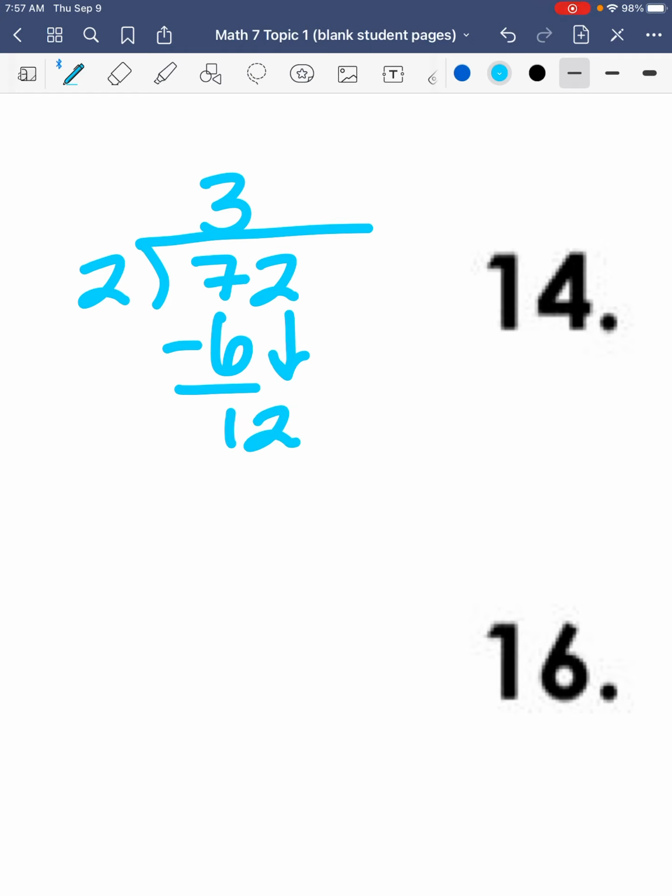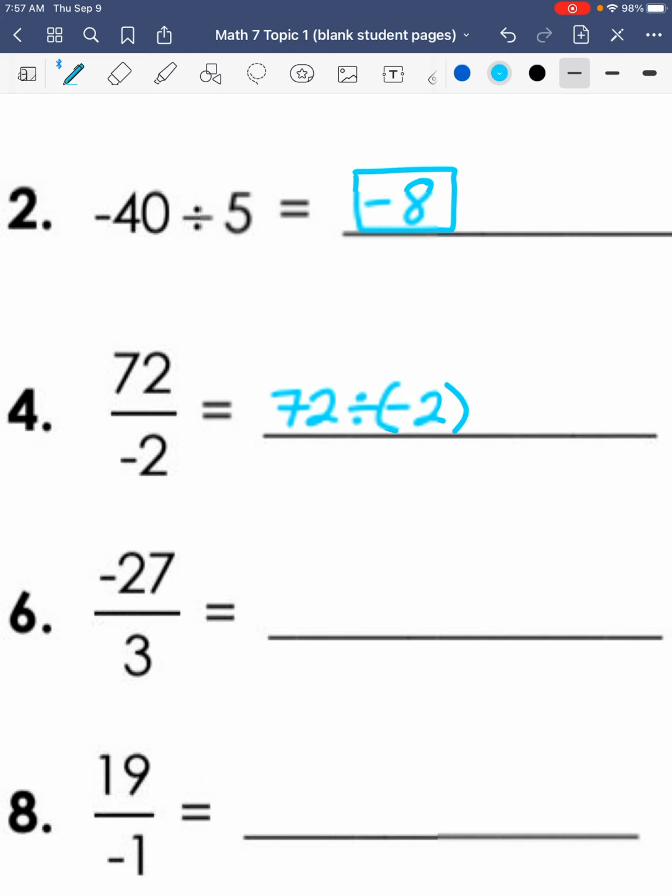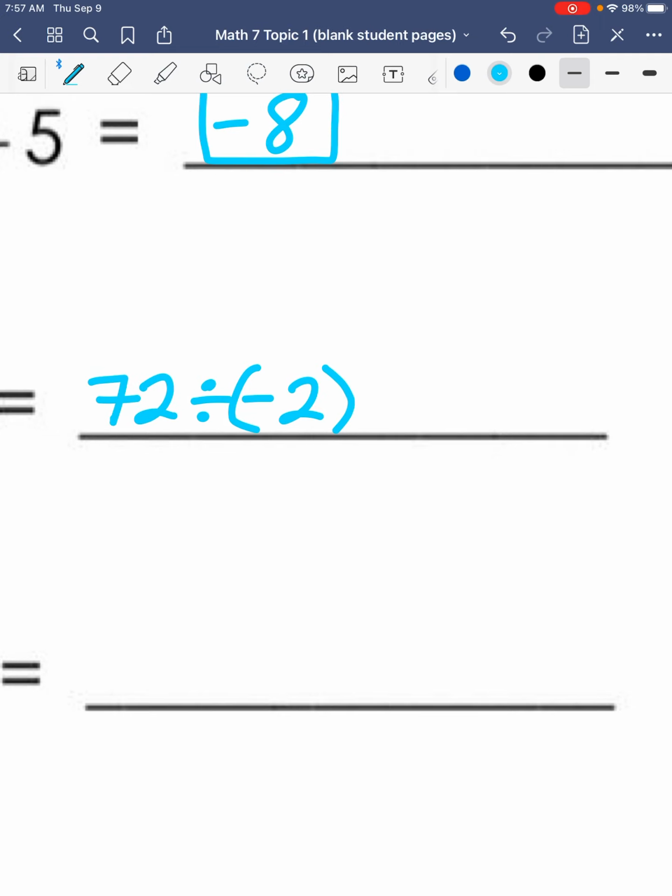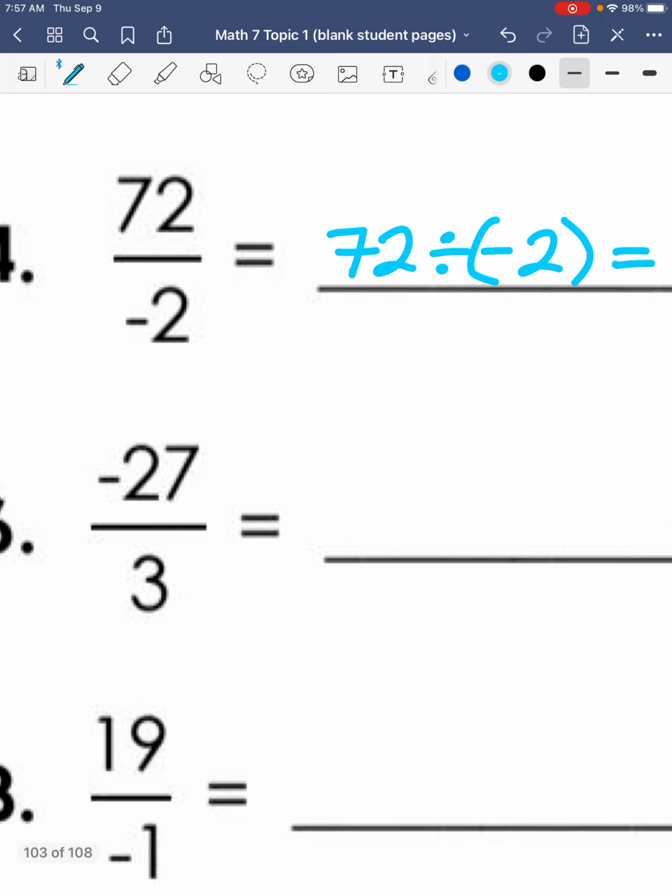How many times does 2 go into 12? Well, 2 goes into 12 6 times. 6 times 2 is 12. So I'm going to subtract and I get 0. So there is no remainder. So because 1 was positive and 1 was negative, my answer has to be negative 36. The signs were different, so the answer is negative.